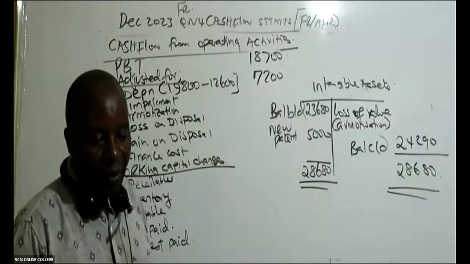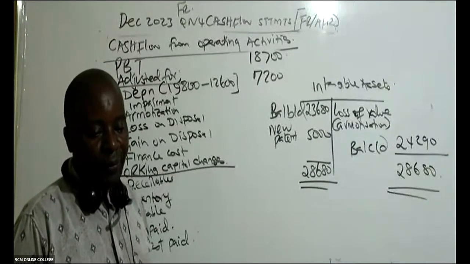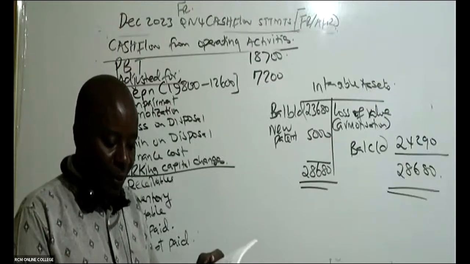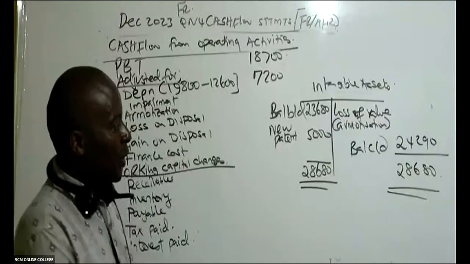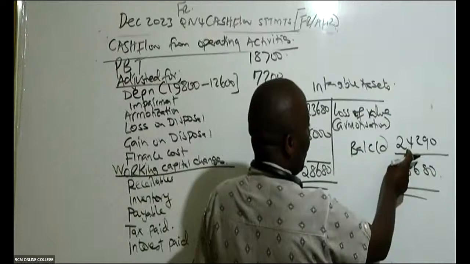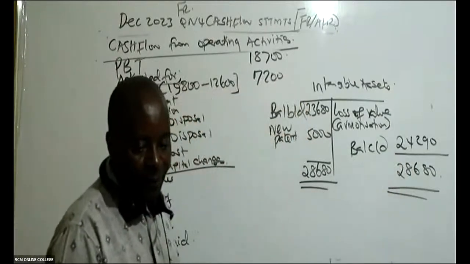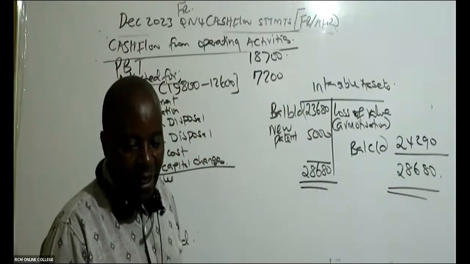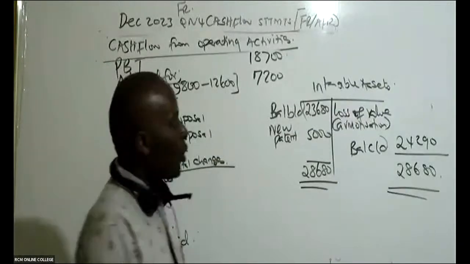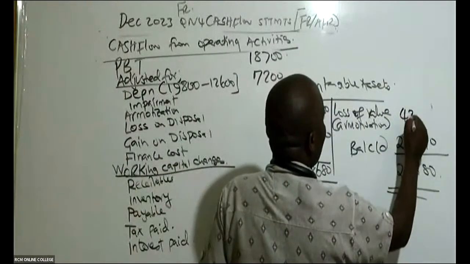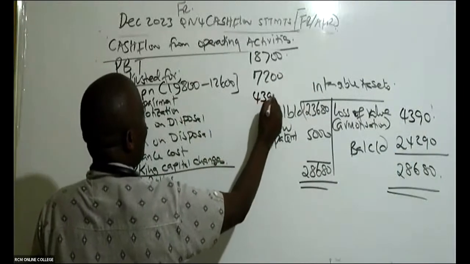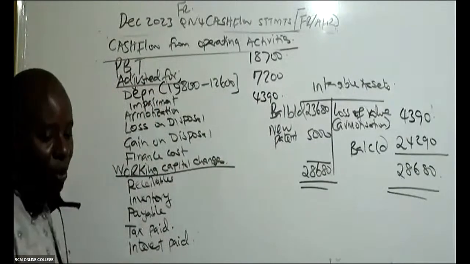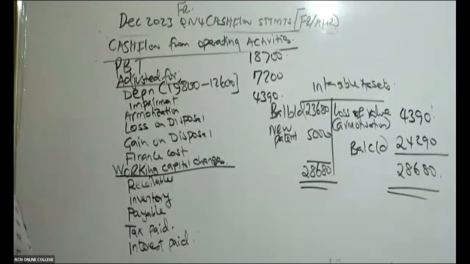Is there somebody who is able to give me this amortized amount, my good students? Anybody who is able to give me this amortized amount? Because you're taking this 28,680 minus 24,290. Yeah, I can see from Joanne, 4,390, right? So this 4,390 is what I will bring here. Amortization, 4,390. Thank you so much. That is what I will bring here.